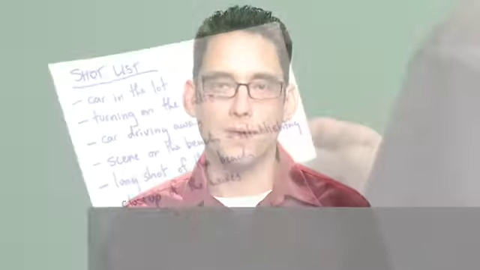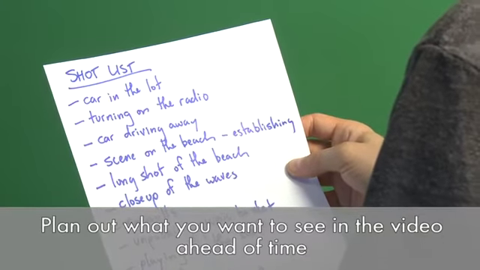If you're creating something like a short movie or a music video, that means planning what you want to see in the video, and creating a shot list. That way you know all of the things that you want to see in the video will be there. If you just go out into the field and start winging it, you might get some good footage, but you might be missing out on some things that you really need.